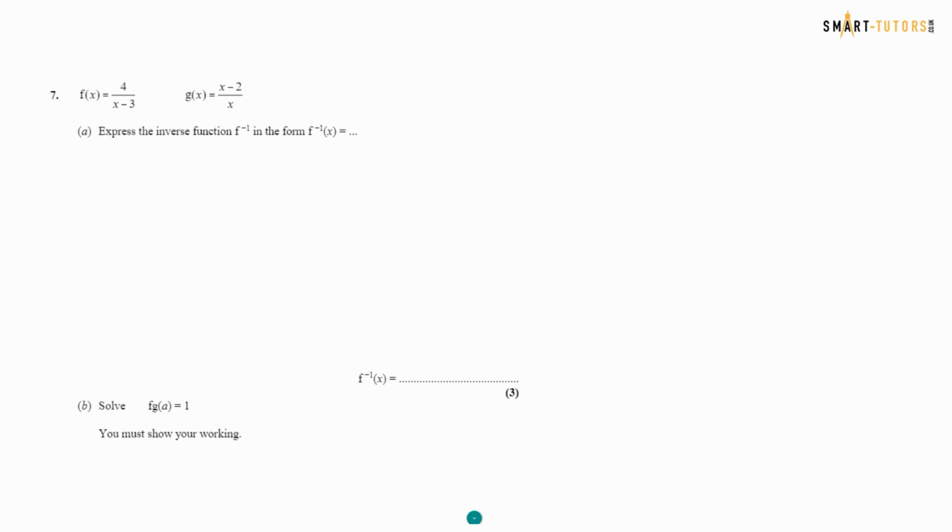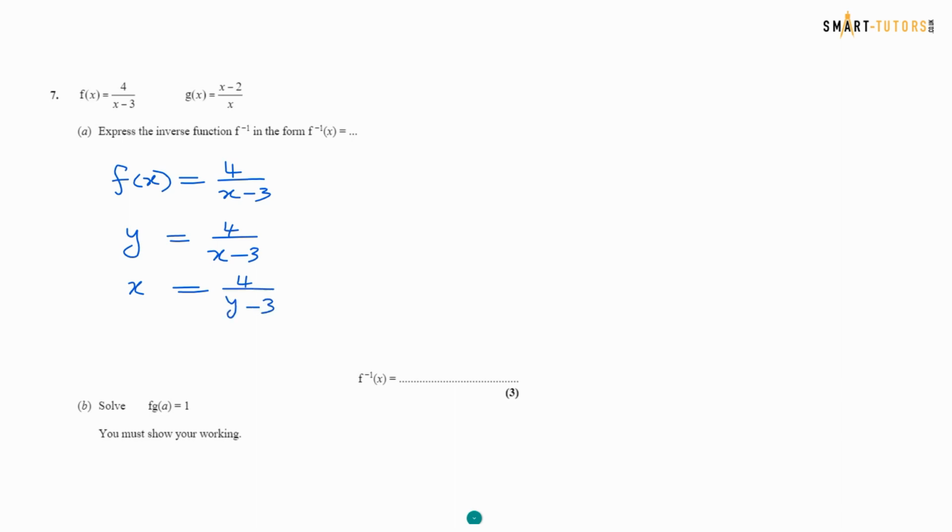Question number 7. f(x) is given, g(x) is given. Express the inverse function f inverse in the form f inverse of x. So f(x) is given as 4 over x minus 3. There's a 4-step method you need to remember. There's a topic revision video for this that I already uploaded. Get practice, please. Change f(x) to y equals 4 over x minus 3. Interchange the letters, so y becomes x and x becomes y.